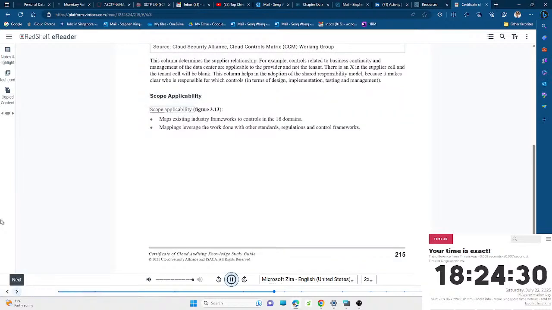Scope applicability. Figure 3.13 maps existing industry frameworks to controls in the 16 domains. Mappings leverage the work done with other standards, regulations, and control frameworks.